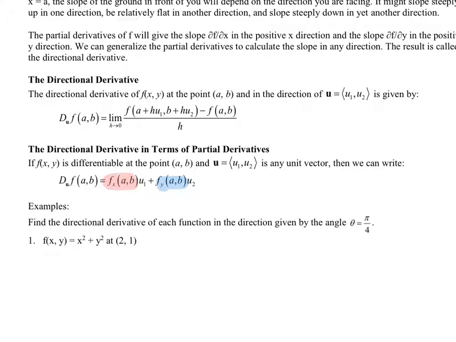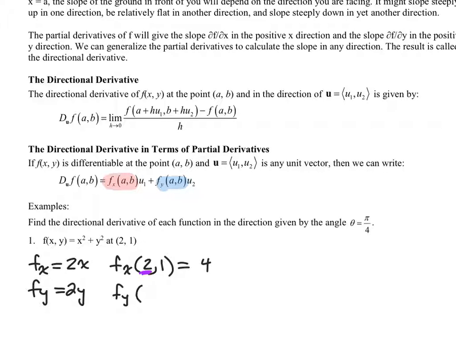So partial with respect to x is just going to be 2x. Partial with respect to y is just going to be 2y. If I want the partial with respect to x at 2, 1, the relevant value to plug in would be the 2. I'm going to get a result of 4. Partial with respect to y at 2, 1, the relevant value to plug in is the 1, giving me a result of 2.